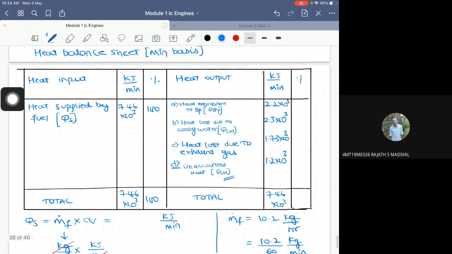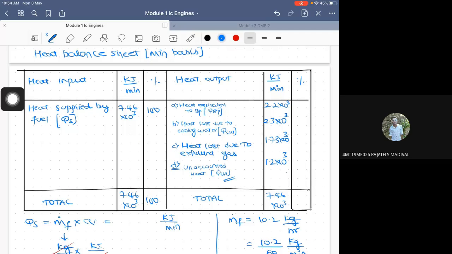Now what you have to do, you have to calculate the percentages. How will you do that? Percentage of heat loss due to BP. How do you calculate percentage? BP divided by QS into 100.